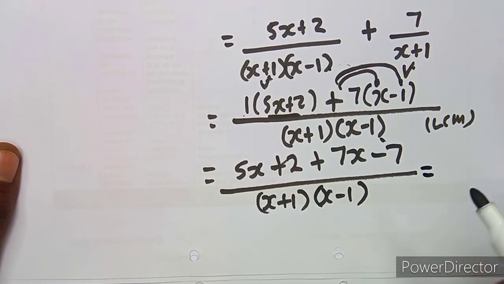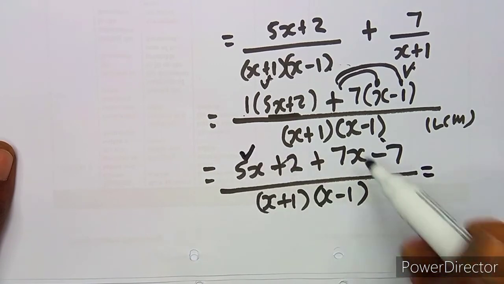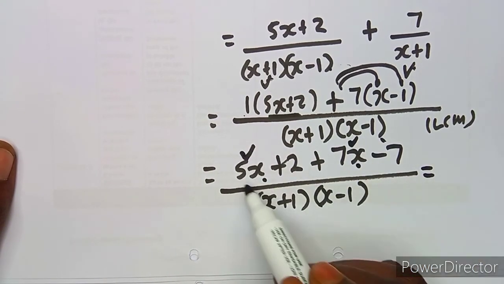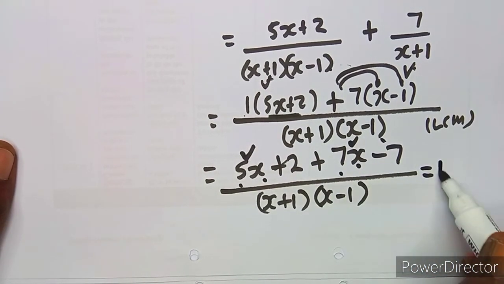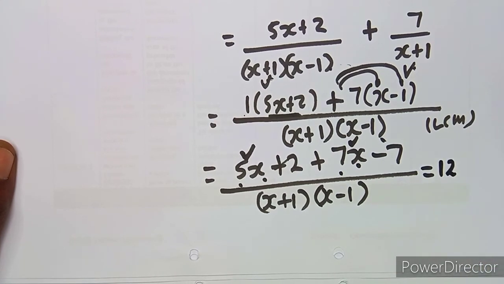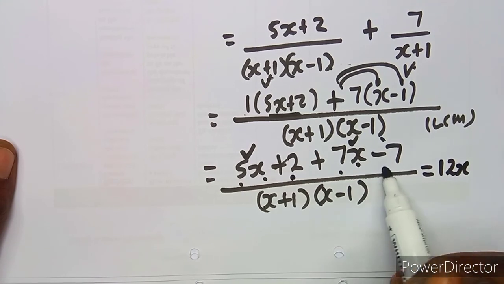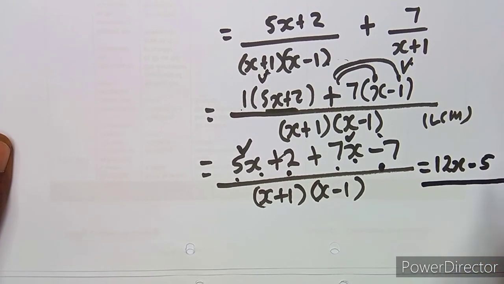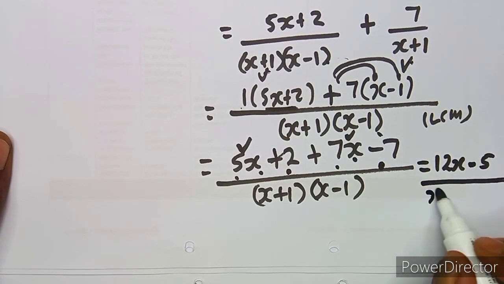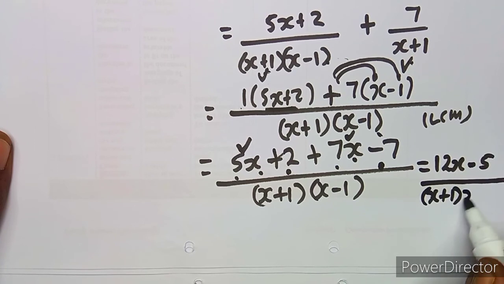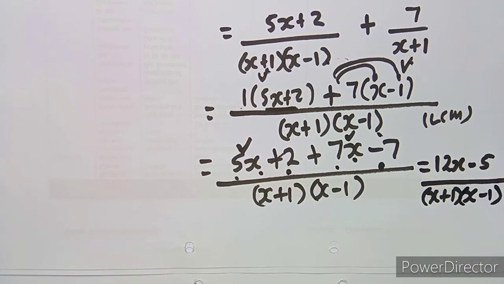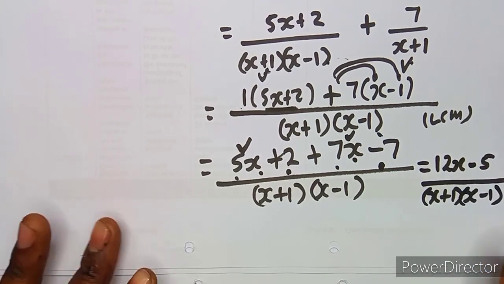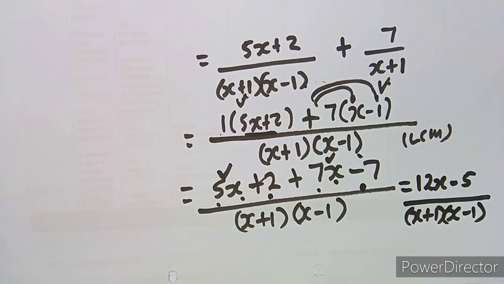Okay, so you can collect like terms. We've got 5x and 7x. This is x, this is x. So 5 plus 7, which is 12x there. All right, 2 minus 7, which is going to give us a minus 5 there, over x plus 1 into x minus 1. Don't expand these brackets in the denominator. Okay, so this is what you're going to have at the end.